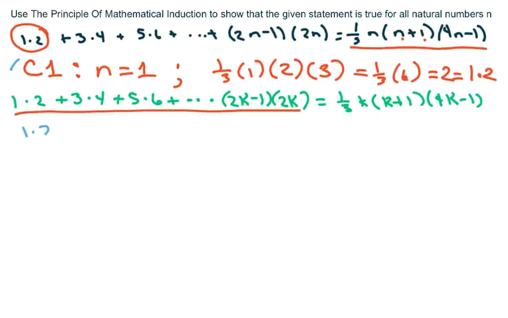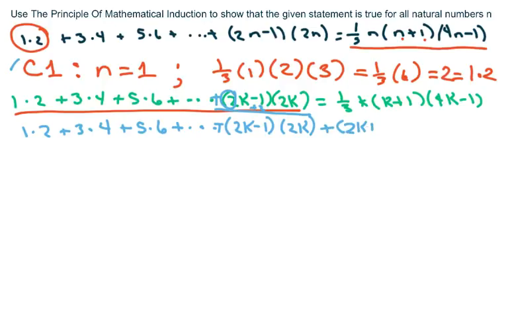We have 1 times 2 plus 3 times 4 plus 5 times 6 plus, I always forget my plus dot dot dot, plus 2k minus 1 times 2k. Now, for the next term, these are linear terms here. I'm going to add 2 to the negative 1. So my next term for that part would be 2k plus 1. And for this one, this is like 2k plus 0. So that's your slope, and you're adding 2. So the next term here is going to be 2k plus 2.